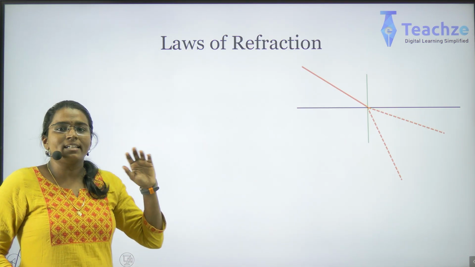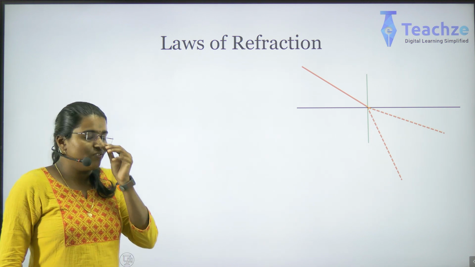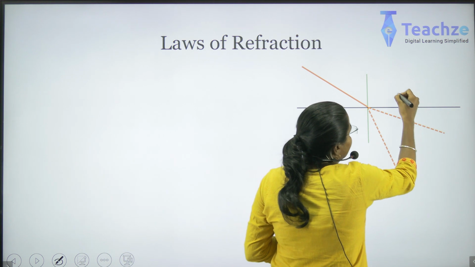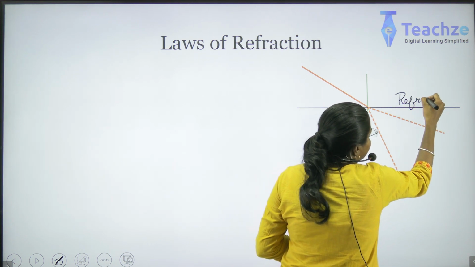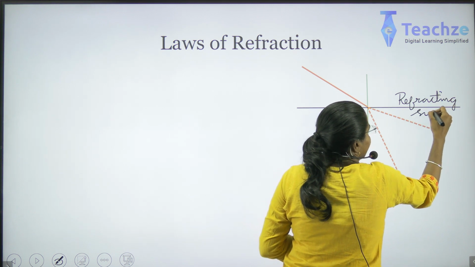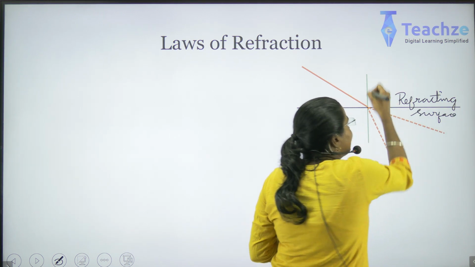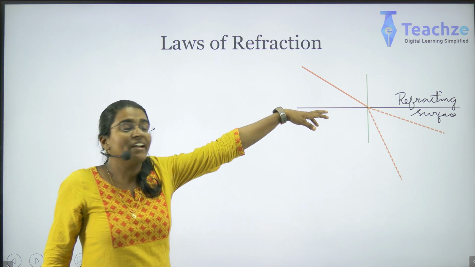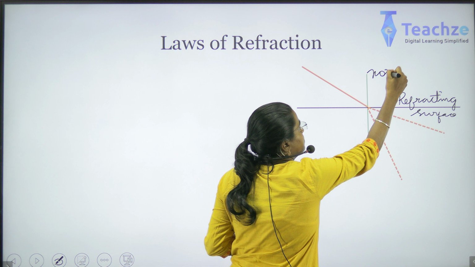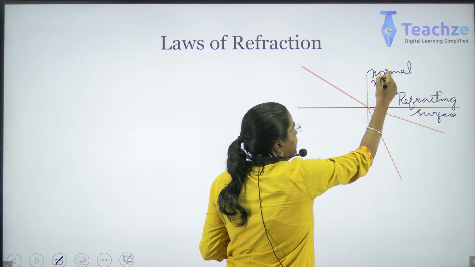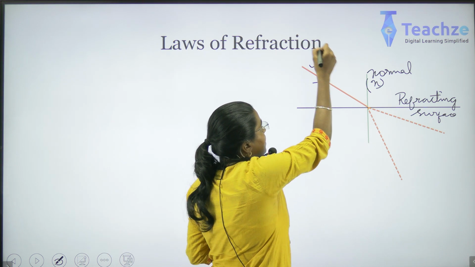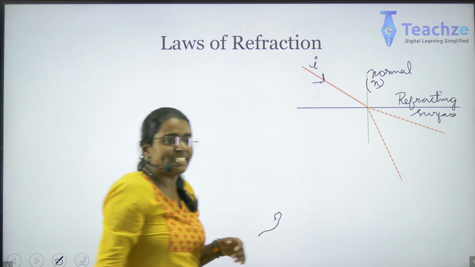So like the laws of reflection, we have laws of refraction. Before that, we know that this is a refracting surface. There it was a polished surface. This is a refracting surface. And what is this green line that we have? Yes, it is the normal. We denote it as N. And this line is the incident ray.